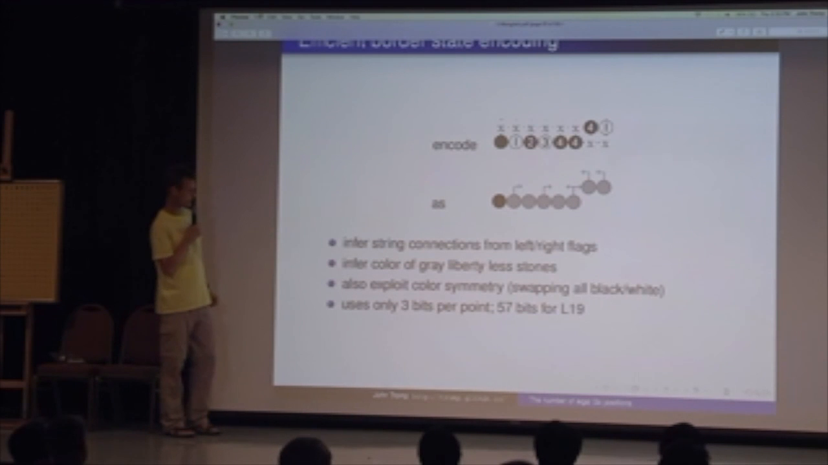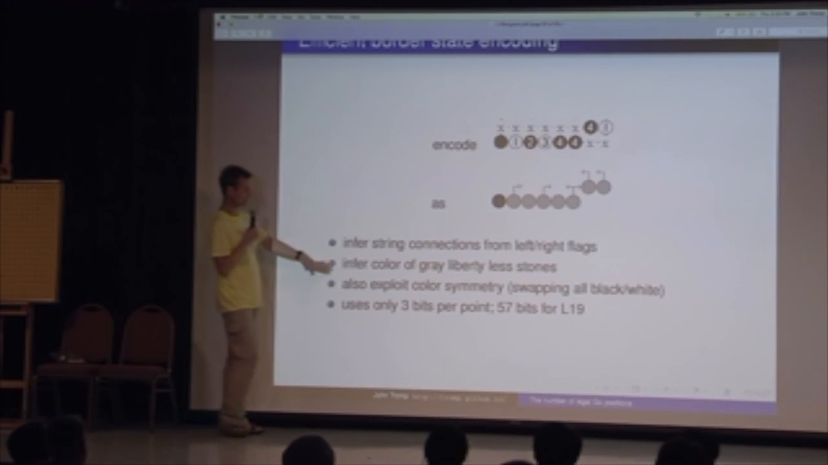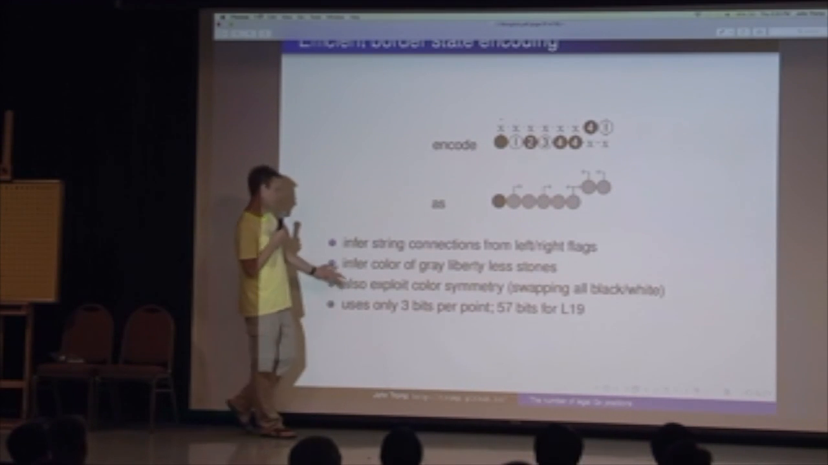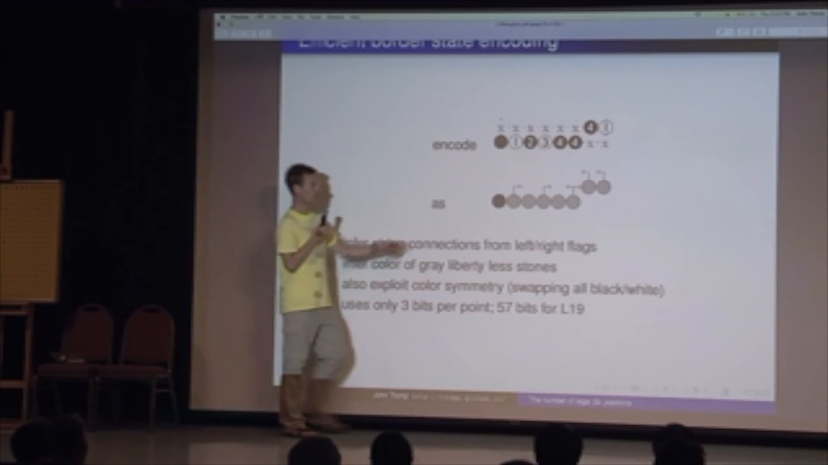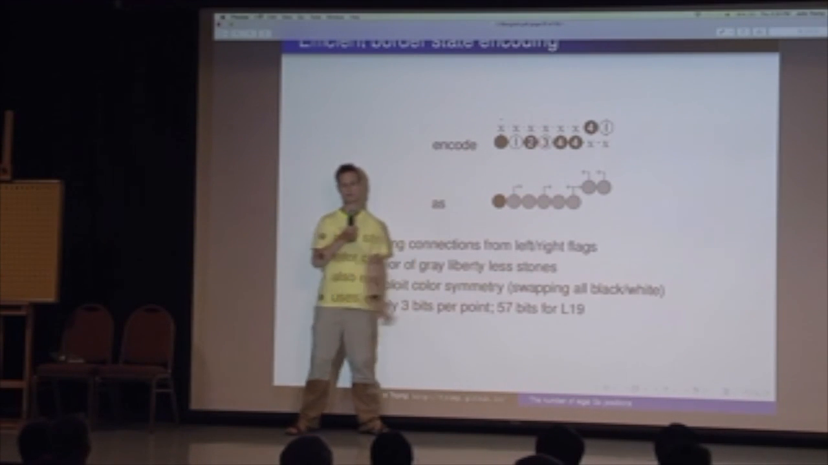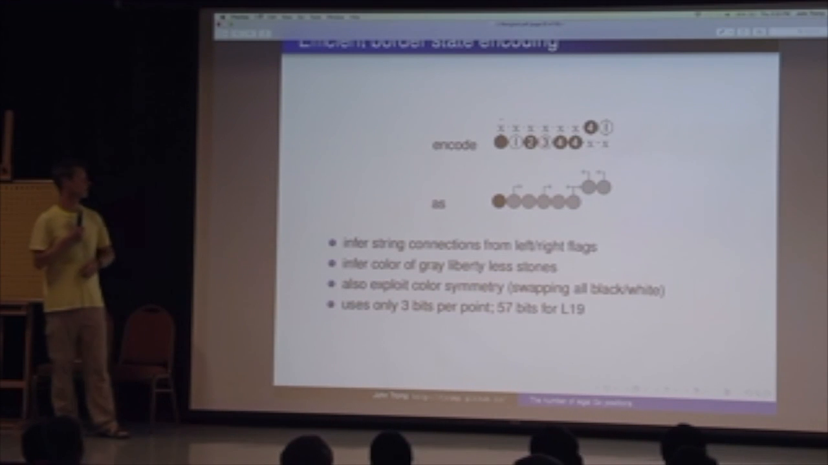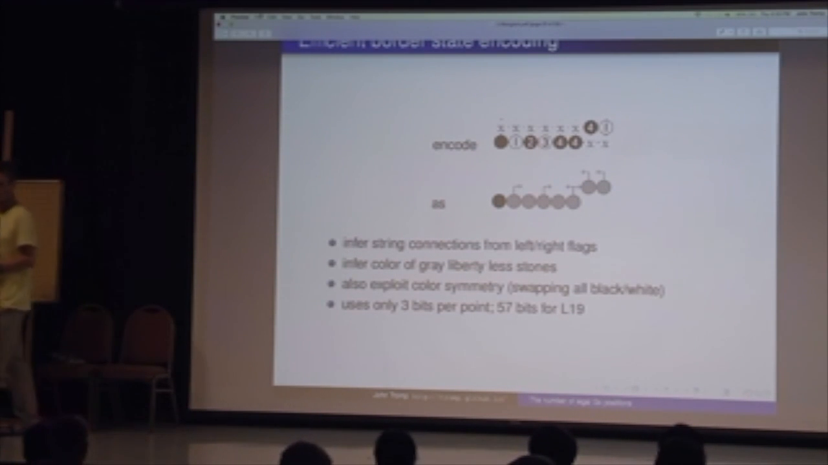In the actual representation, there's also some normalization happening. In the end, I only need three bits per point. So because these states are only 19 points long, I can fit the whole description into 57 bits. Again, fitting nicely within the 64 bits that a computer likes to deal with.